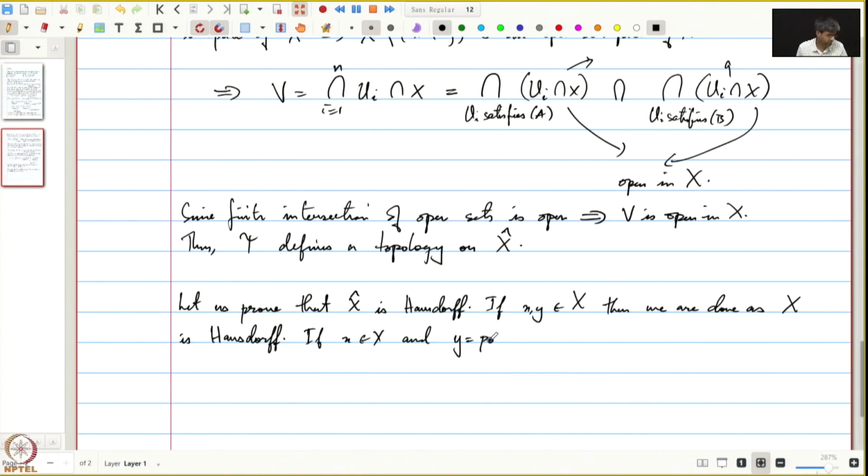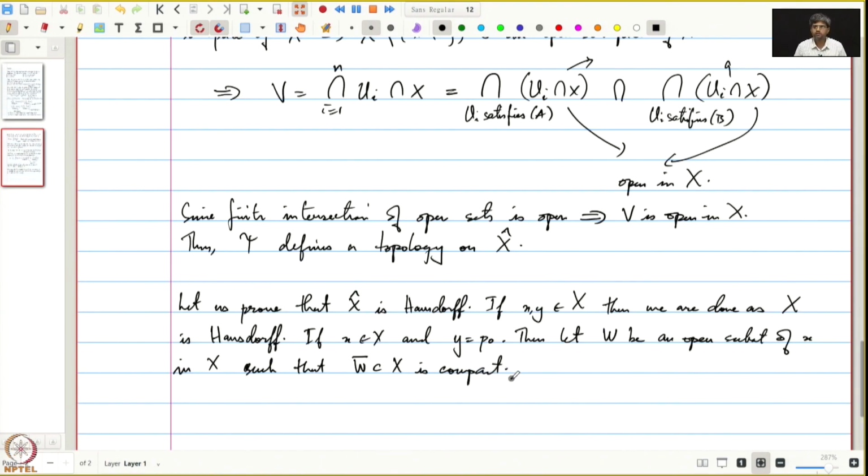This is the only other case we need to consider. So then let W be an open subset of small x in X such that the closure of W in X is compact. Such a W exists because we are assuming that X is locally compact.